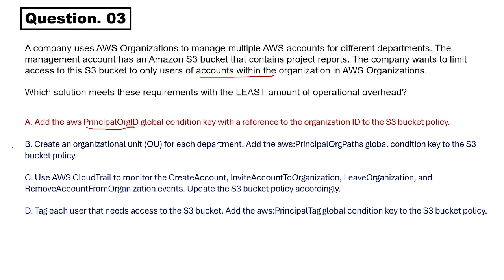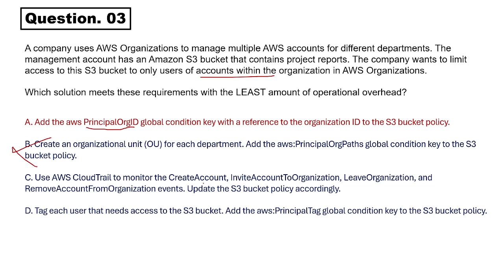But what about option B? Create an organizational unit for each department and then add this PrincipalOrgPaths global condition key to the S3 bucket policy. This is wrong because PrincipalOrgPaths requires you to change the OU path when the user switches to another OU. So it is not about any specific OU, that is organizational unit. It is about all the accounts in that particular organization. So this is not correct.